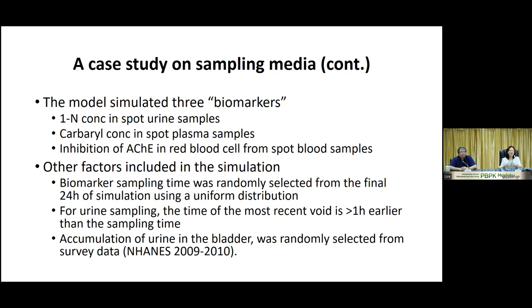And then finally, the accumulation of the urine in the bladder, this is how long it takes before they pee again, that was randomly selected from real data.